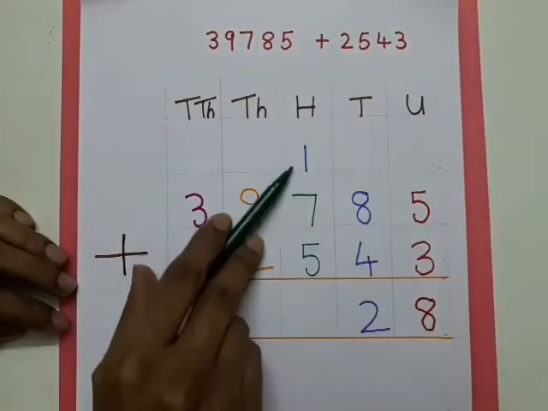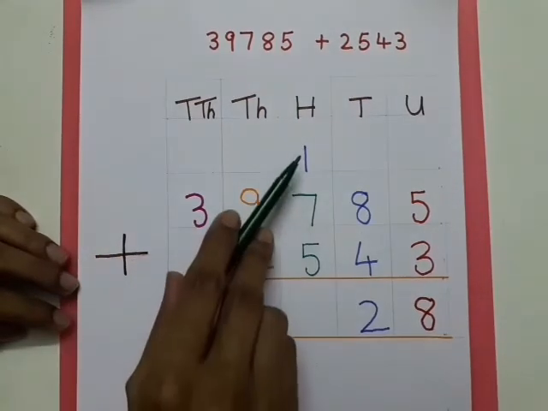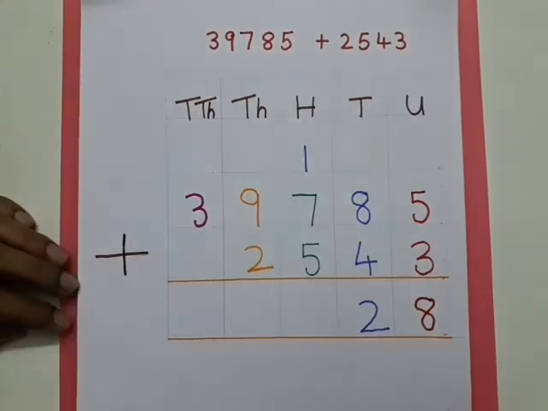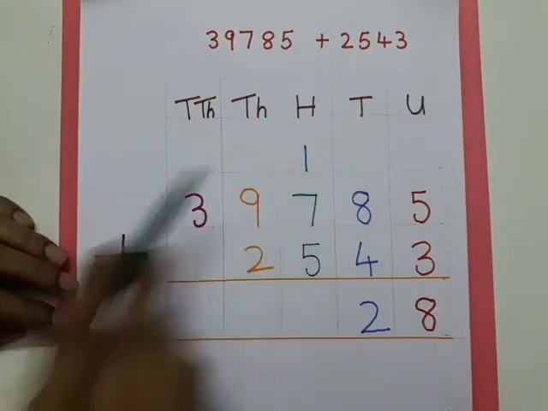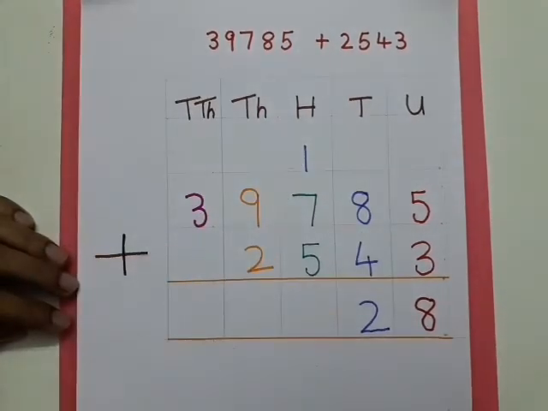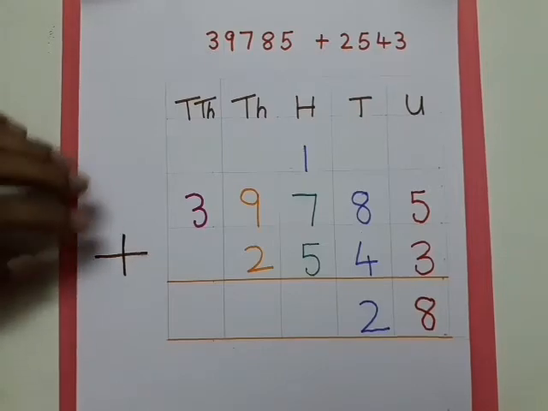Now you have this 1 here. Now this one you are going to add to your number 12. So 12 plus 1 becomes 13. Now you cannot write here 1 and 3, 13. Now see how we are going to write this number.